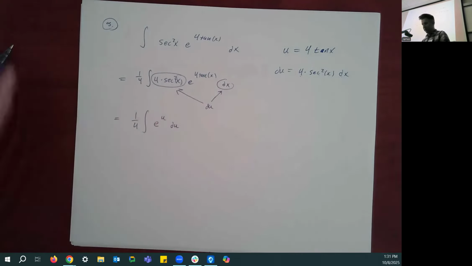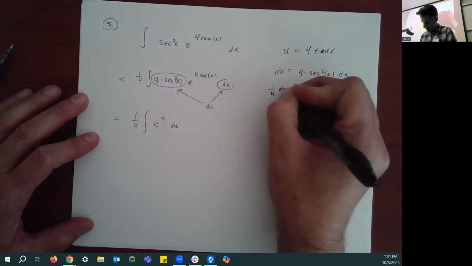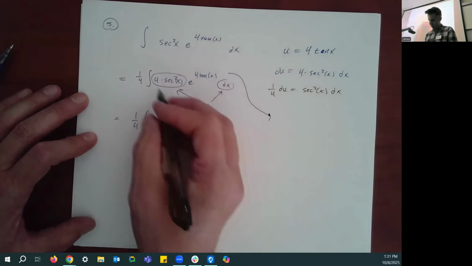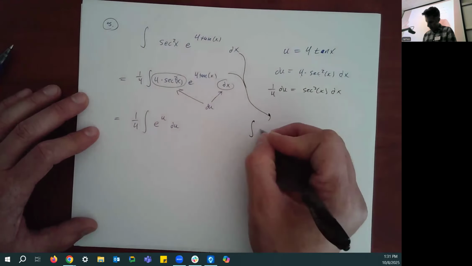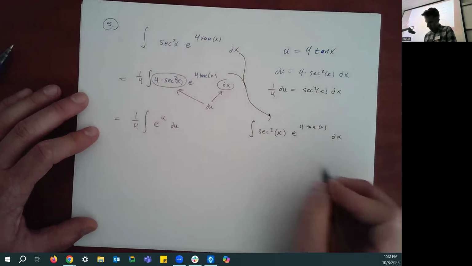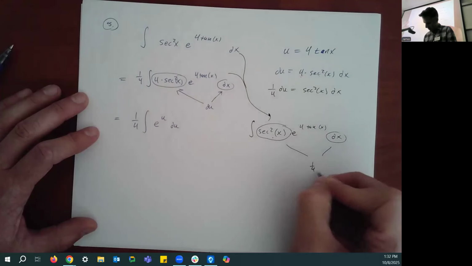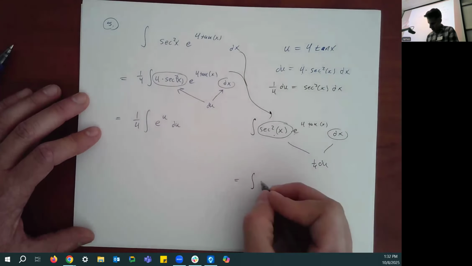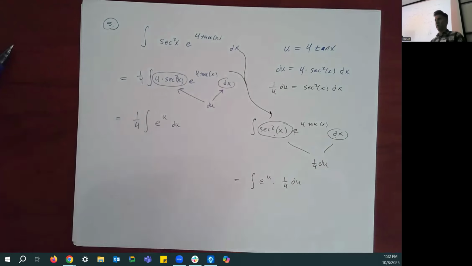I will point out, because I can't help myself, you could also do it the way I would prefer to do it, which is to say 1/4 times du is equal to secant squared of x times dx. You would say, okay, my integral of secant squared of x times e to the 4 tangent of x dx. Well, the secant squared of x times the dx, that's giving me my 1/4 du. And then this is going to equal the integral of e to the u times 1/4 du. It's the same, just the 1/4 is in a slightly different spot.